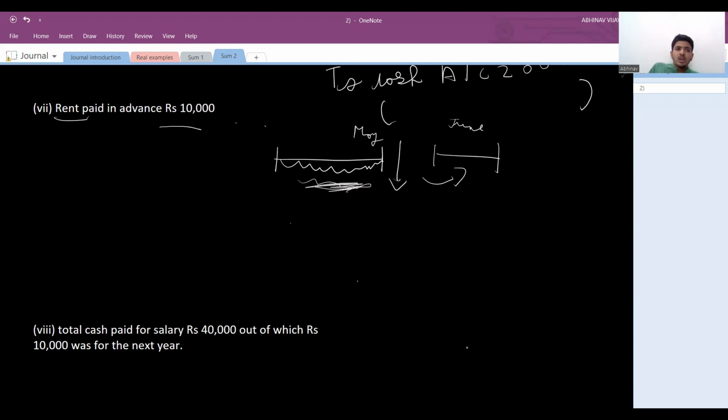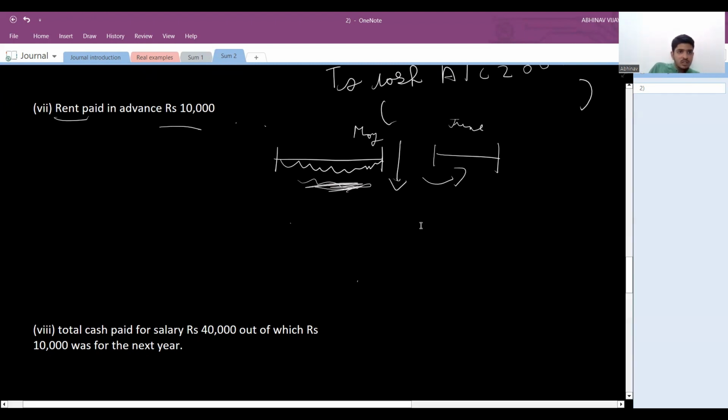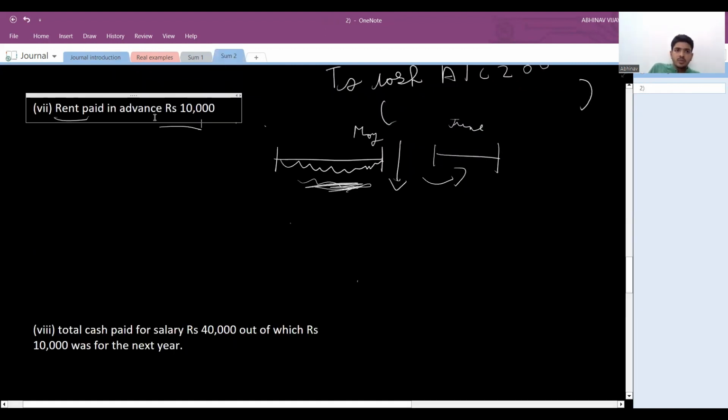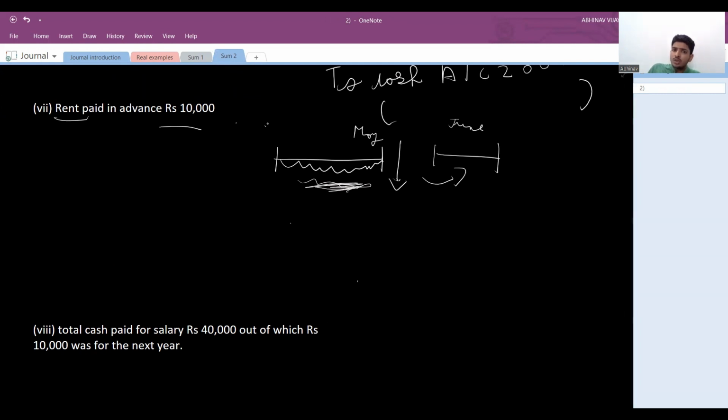Basically, let's break it down. Rent paid in advance. So paid, it's not an expense. Look at this definition: value, the benefit of which is already taken. Rent paid in advance is June's rent. That is advance rent. Is the value benefit taken? No, it will be taken only in June. At the end of June, you can say that the value is taken fully. Here, the benefit is not even started being taken. So it's not an expense.